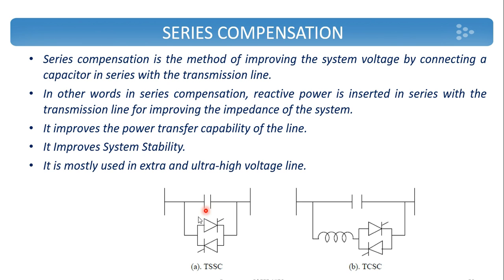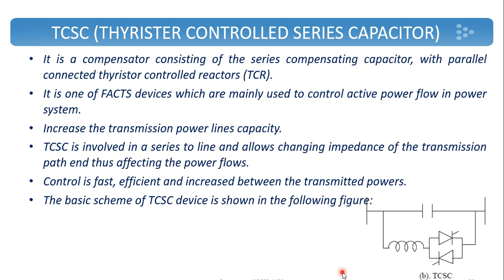In the thyristor switched one, the capacitance is connected in series with the line and it is switched according to the operation of the thyristors. In the thyristor controlled series compensator, there will be additional inductance along with the thyristor connection, so that we can control the value of the reactive components XL minus XC by using this arrangement. So it is a compensator consisting of a series compensating capacitor with a parallel connected thyristor controlled reactor.